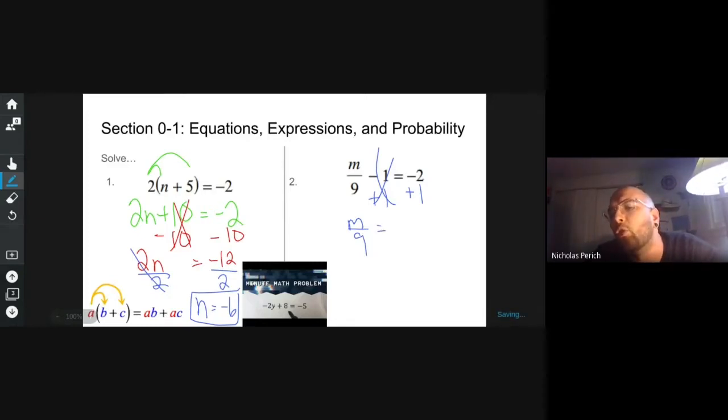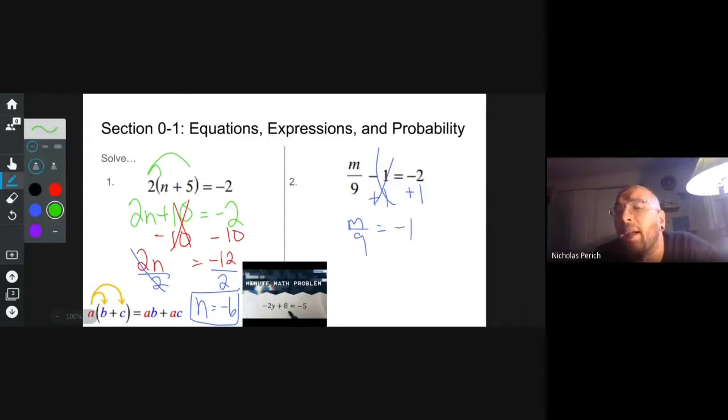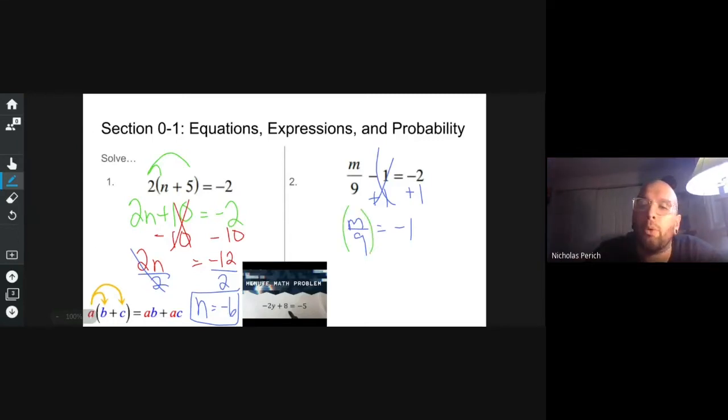I have -2 plus 1 on the right, which is -1. Now take a look at what I have. Is m all by itself? No. What's in the way? Divided by 9. How do I get rid of divided by 9? Multiply both sides by 9, of course. M equals -1 times 9, which is -9.